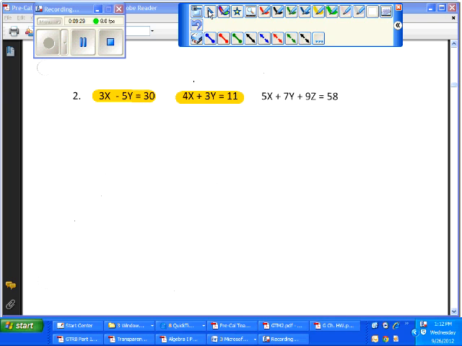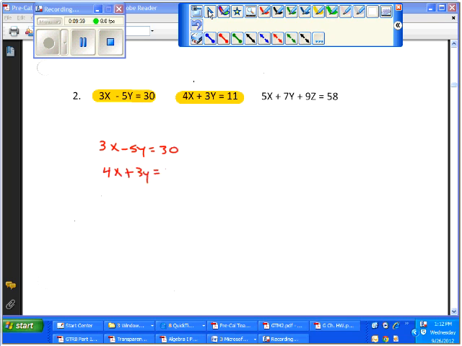So what we're going to do is say, okay, we're going to solve these by the elimination method. I'm going to have 3x minus 5y equal 30 and 4x plus 3y equal 11. And I'm going to solve it by the elimination process, okay? Since substitution is going to create some crazy fraction stuff. All right. I probably should have said don't write this down. I'm going to show you what not to do. But that's okay.